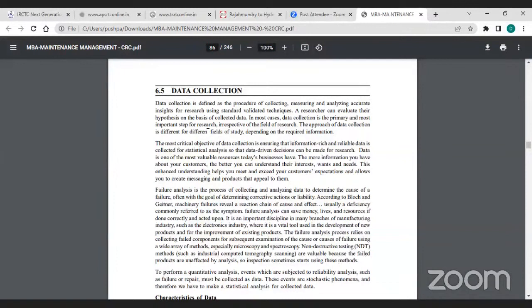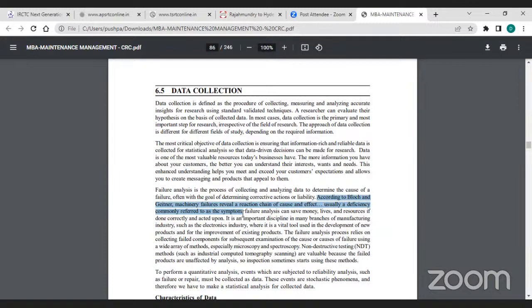According to Block and Geithner, machinery failures reveal a reaction chain of cause and effect, usually a deficiency, commonly referred to as a symptom. So what Block and Geithner are telling us is that whenever there is a failure in a machine, it reveals a chain of cause and effect. What is the cause and what will be the effect of the failure? And usually the deficiency is considered as the symptom, right? So deficiency means what? It is a symptom for failure analysis, right?